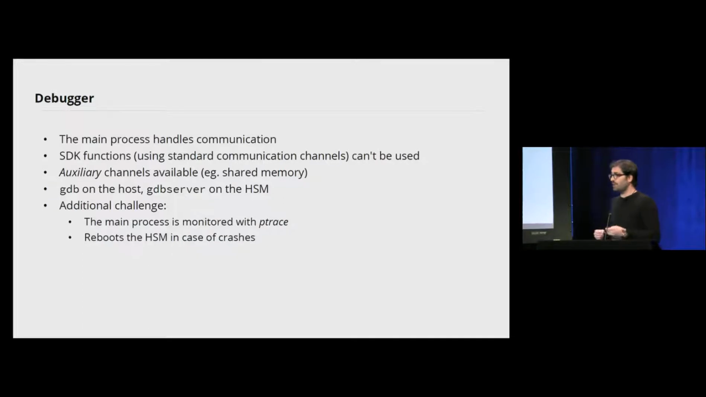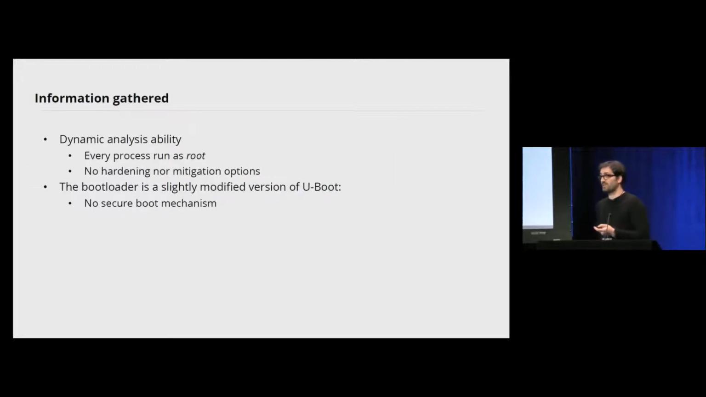We then developed a debugger, a modified version of GDB server. This was a bit tricky because the main process is responsible for the communication with the outside world, with the host. If we debug it, we have no way to communicate with the outside world. So we had to create an auxiliary channel to be able to talk with the host even when debugging the main process. That worked, finally. What we saw is that everything ran as root on the device, and there are no hardening or mitigation options, so no ASLR, no stack cookie, and so on. That means that any exploitable vulnerability can be enough to extract all the secrets.